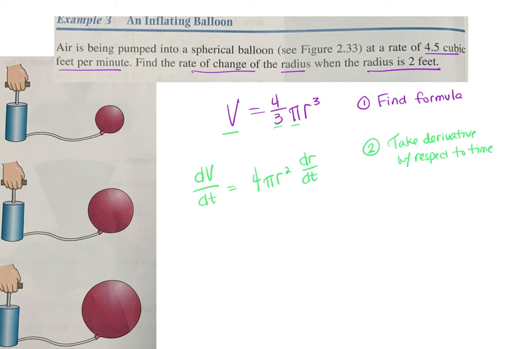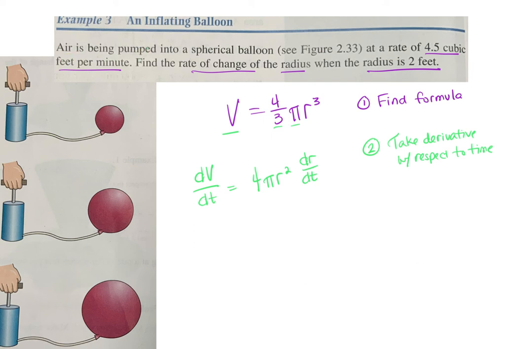Now, what did they give me? So we're going to plug in what they give me. The rate here that they gave me is 4.5 cubic feet per minute. 4.5 cubic feet per minute. All right? If they gave me cubic feet per minute as a rate of change, which of these did they give me? Which one isn't going to be in cubic feet? What are they telling me?